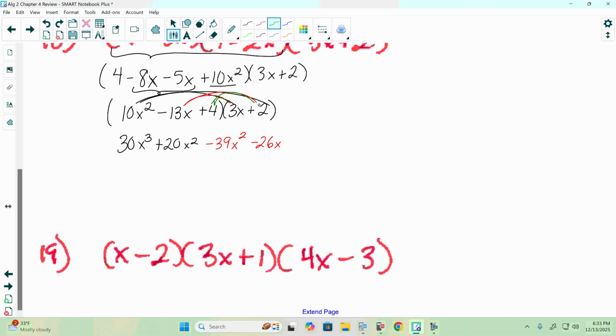And lastly, we're going to distribute the 4. 4 times 3x. 4 times 3 is going to be 12. But we do have our x. And lastly, 4 times 2 is going to be plus 8.